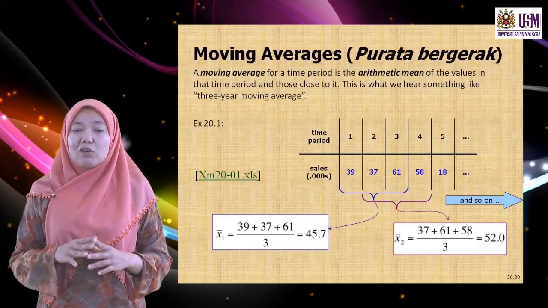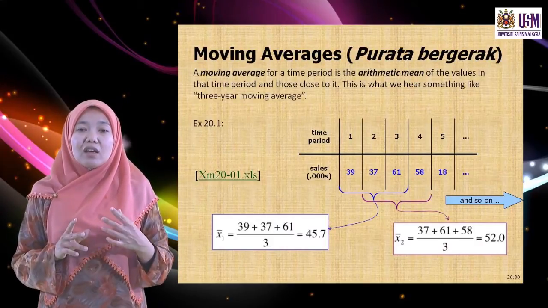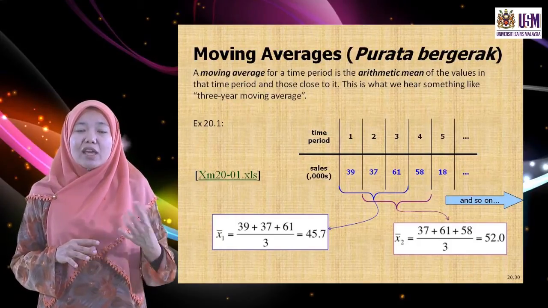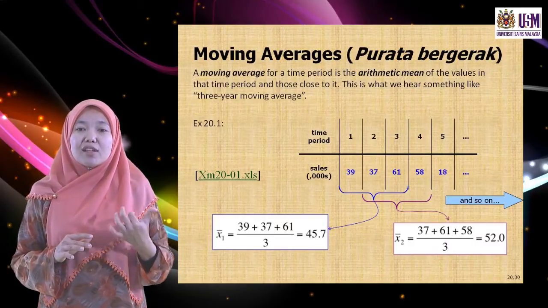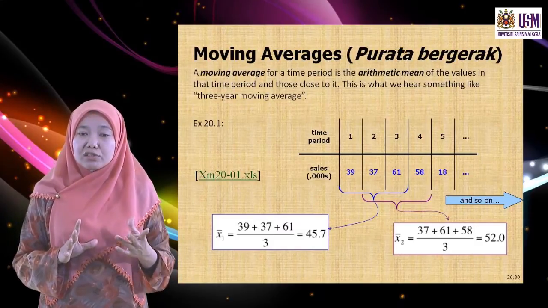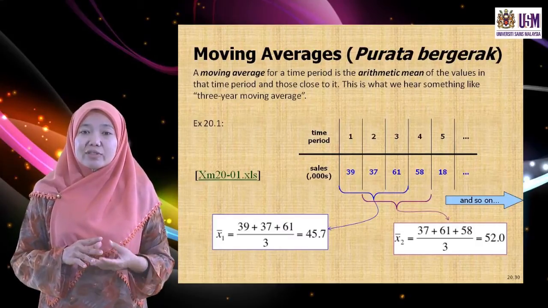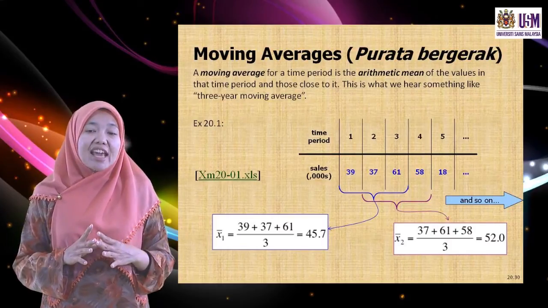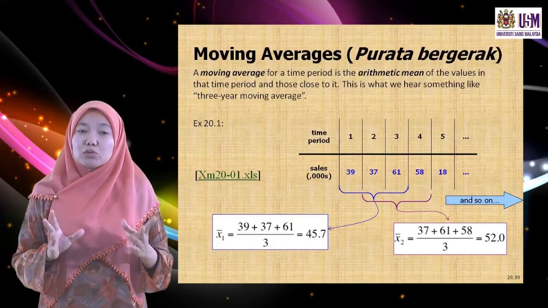So how does it work? Let's look at the table on screen. Instead of having years, days or months, let's say you have the first time period, the second, the third, the fourth and the fifth. Then you have data observations in terms of sales revenue, in thousands. The first time period is 39,000, the second is 37, the third is 61, the fourth is 58, then you have 18, and then the rest. This is, for example, 20.1.